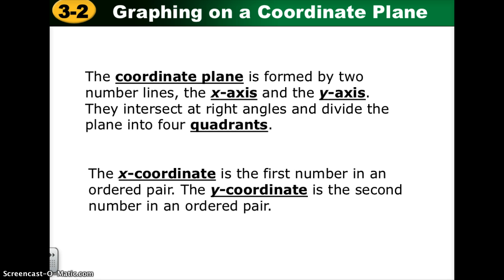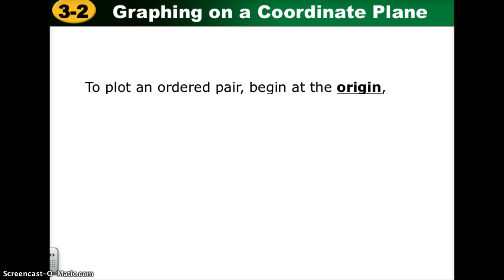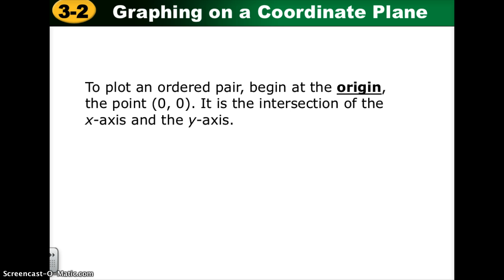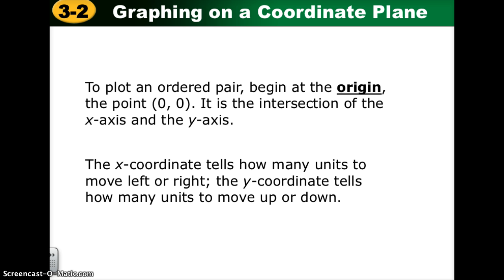The x-coordinate is the first number in an ordered pair. The y-coordinate is the second number in an ordered pair. And to plot an ordered pair, we begin at the origin, or the point 0, 0. It's the intersection of the x and y-axis. The x-coordinate tells how many units move left or right, and the y-coordinate tells how many units to move up or down.